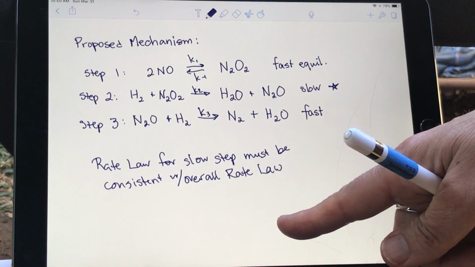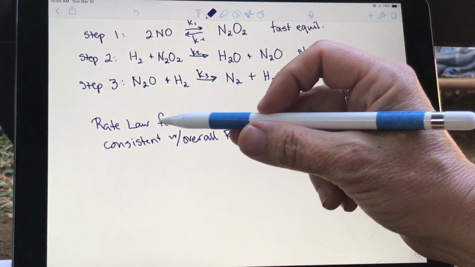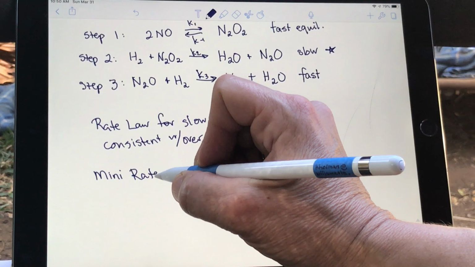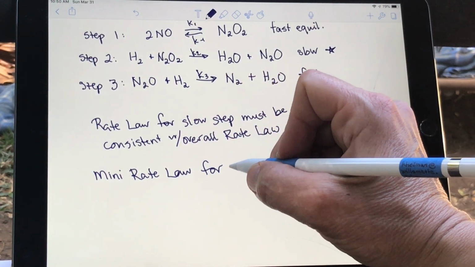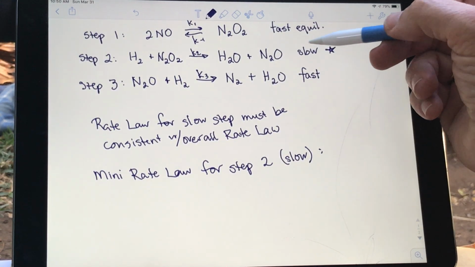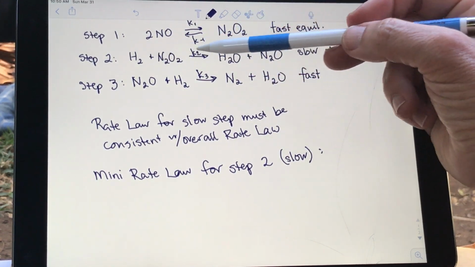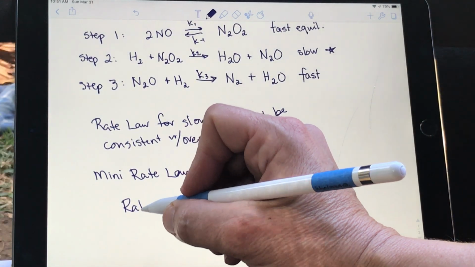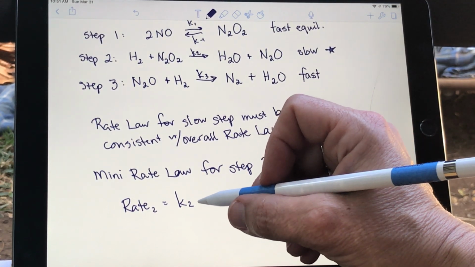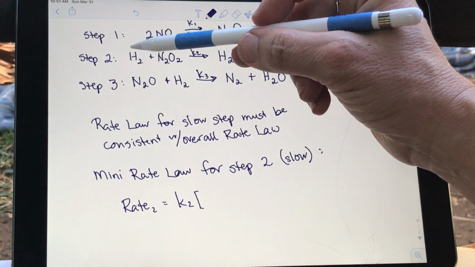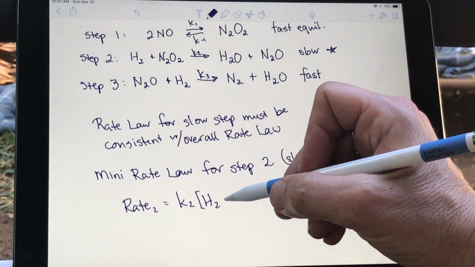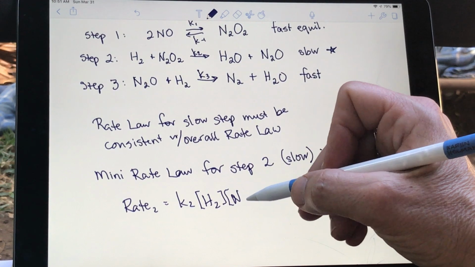All right. So we're going to start out with thinking about the slow step. So our mini rate law for step 2. We check out the slow step here, and we see that the rate for this step 2 will be equal to the rate constant for that step, which is k2, and then we multiply it directly by those molecules that are involved in step 2. And so that will be H2 and N2O2.